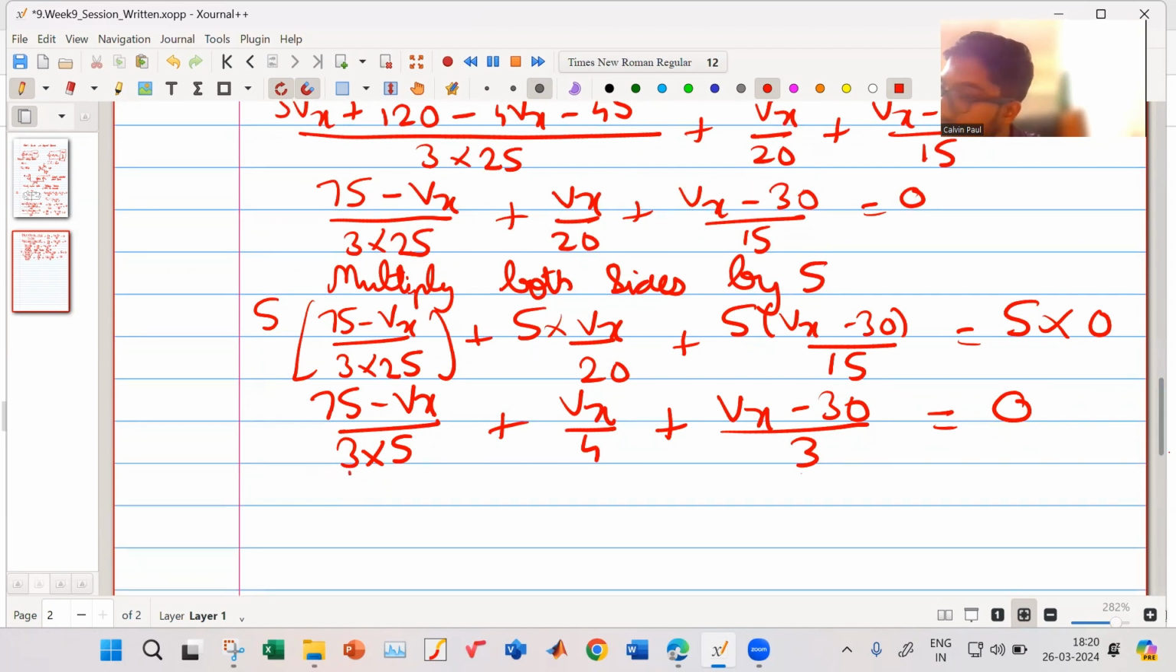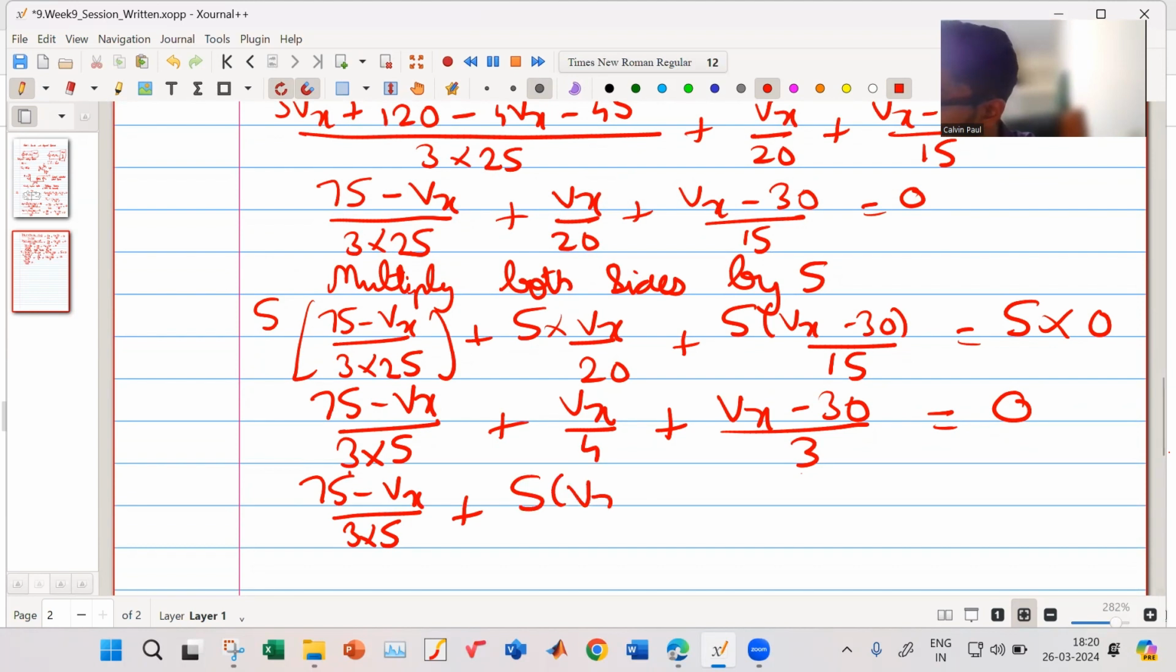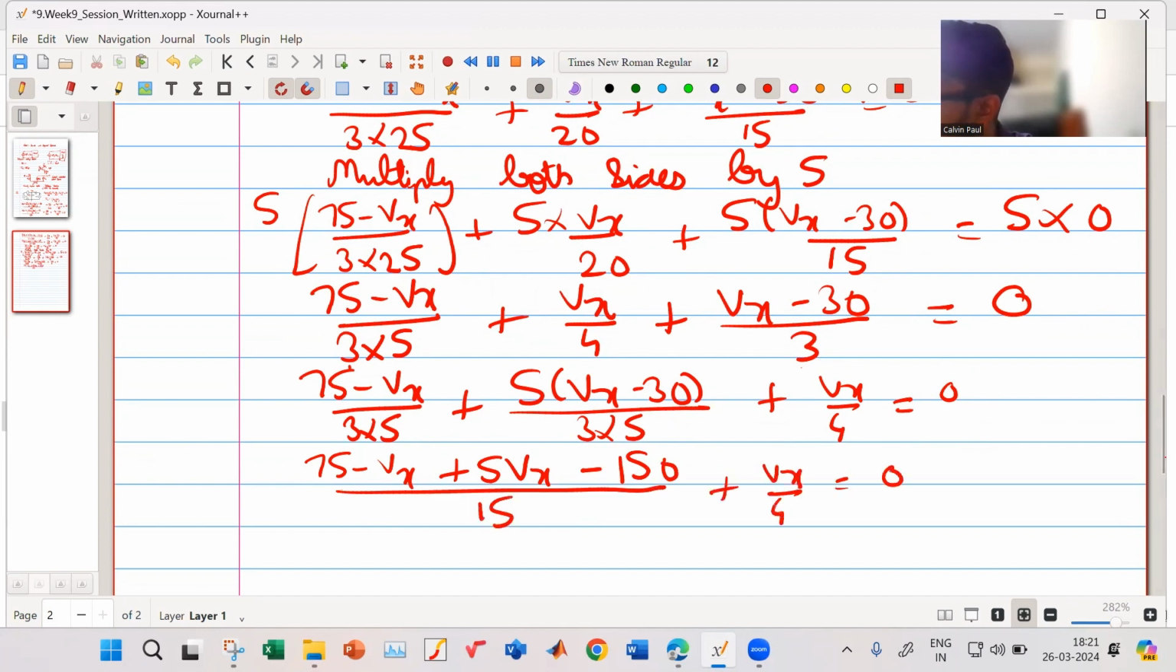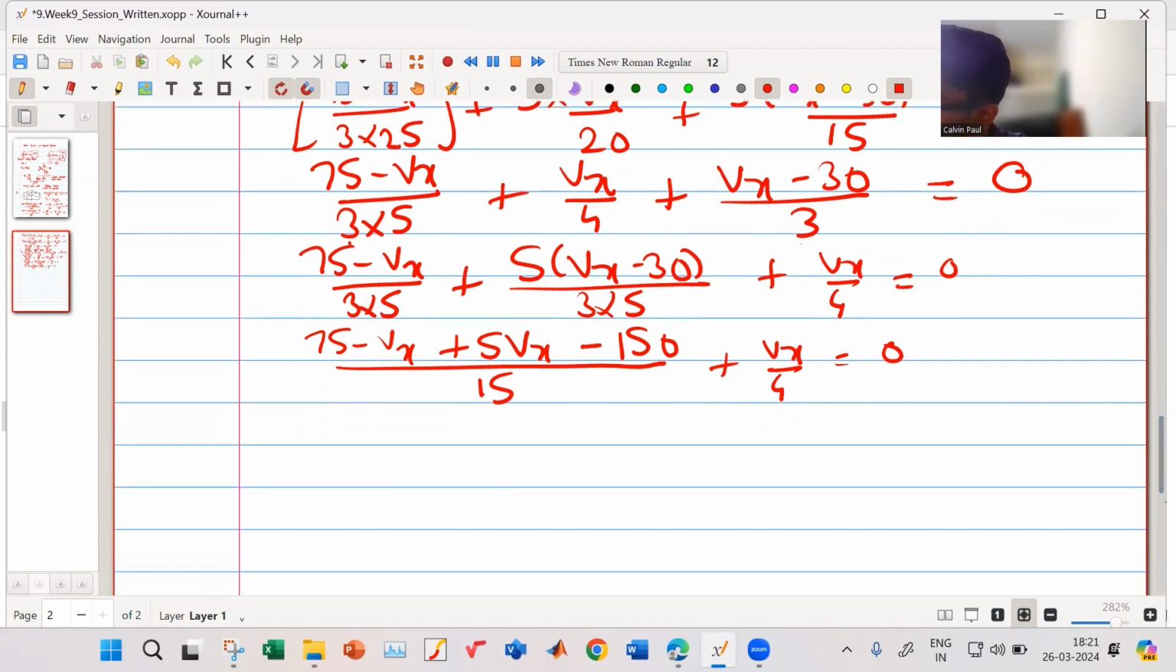And then here I see 3 and 3 common. So I will write 75 minus Vx upon 3 into 5, plus I have to multiply by 5 here, so 5 into Vx minus 30 upon 3 into 5, plus Vx upon 4 is equal to 0. So this becomes 75 minus Vx plus 5Vx minus 150 upon 15, plus Vx upon 4 is equal to 0. So this becomes 4Vx minus 75 upon 15, plus Vx upon 4 is equal to 0.